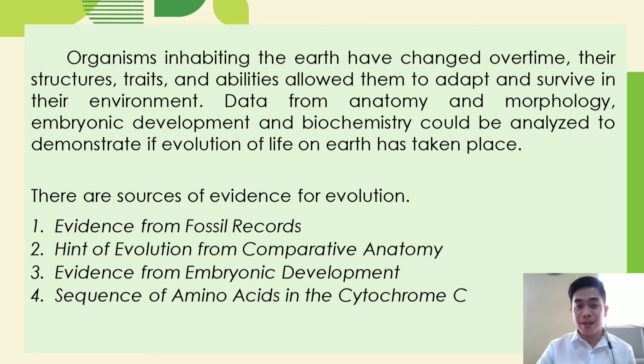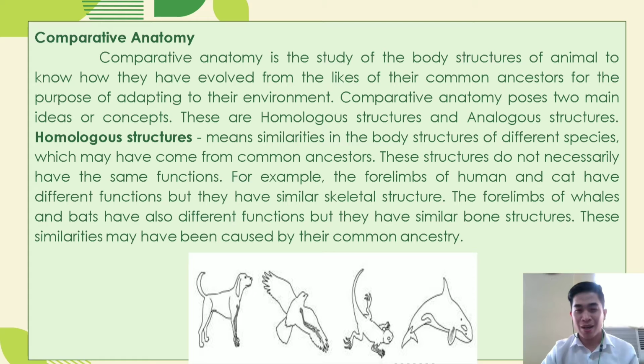We are already done discussing evidence from fossil records. So let us now proceed to the second source of evidence for evolution, and that is the hint of evolution from comparative anatomy. Comparative anatomy is the study of the body structures of animals to know how they have evolved from their common ancestors for the purpose of adapting to their environment. Comparative anatomy poses two main concepts. These are homologous structures and analogous structures.